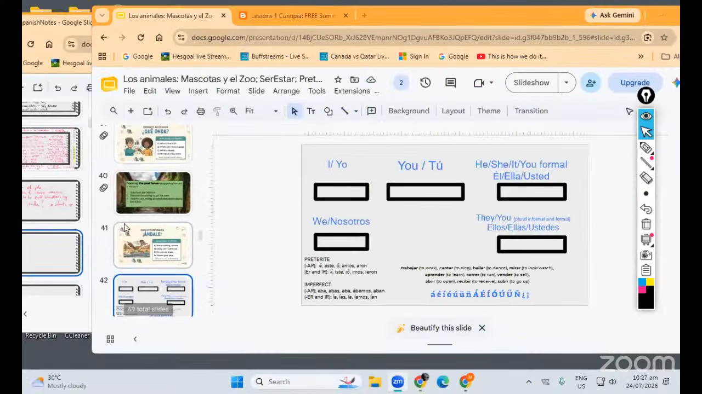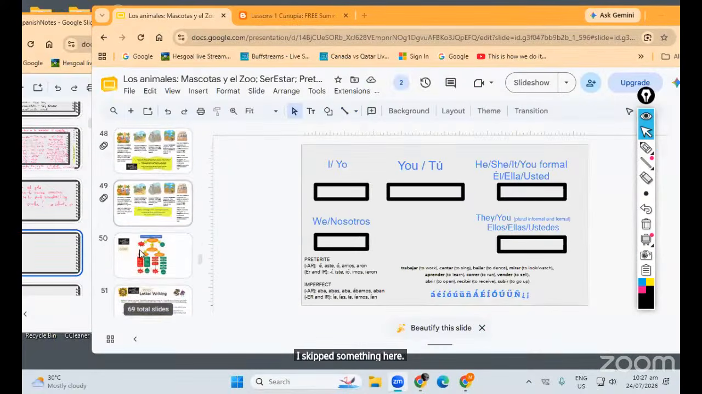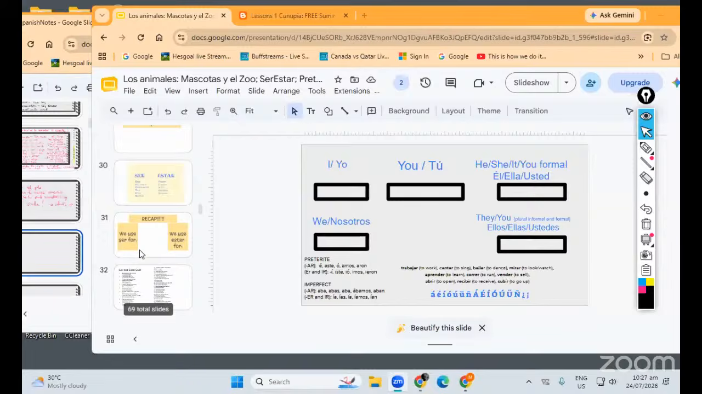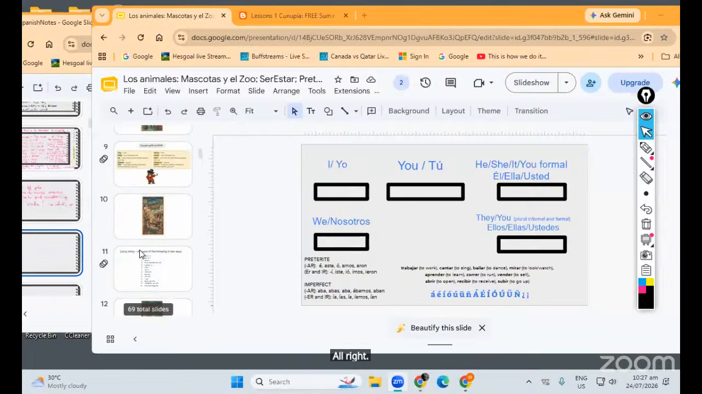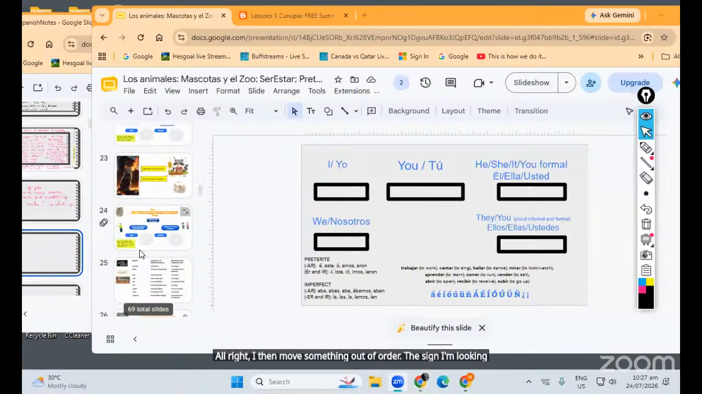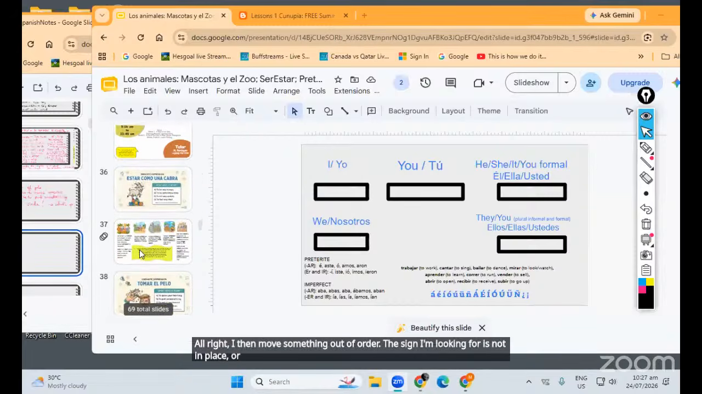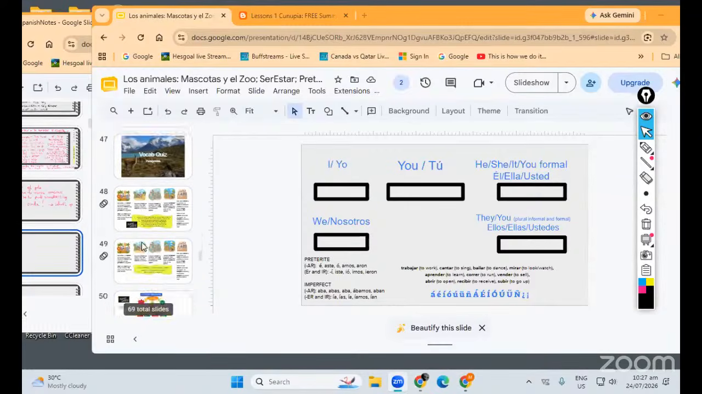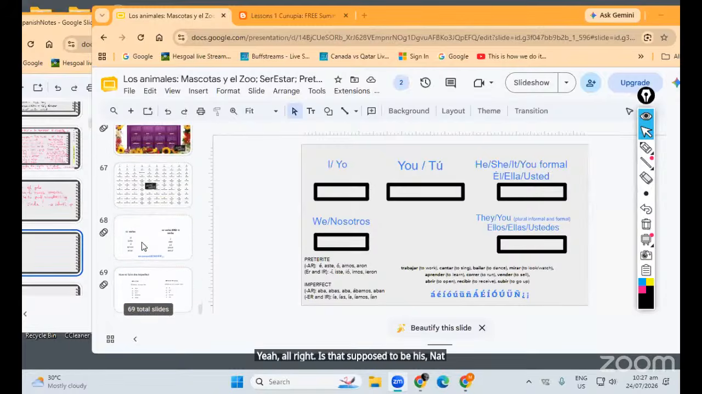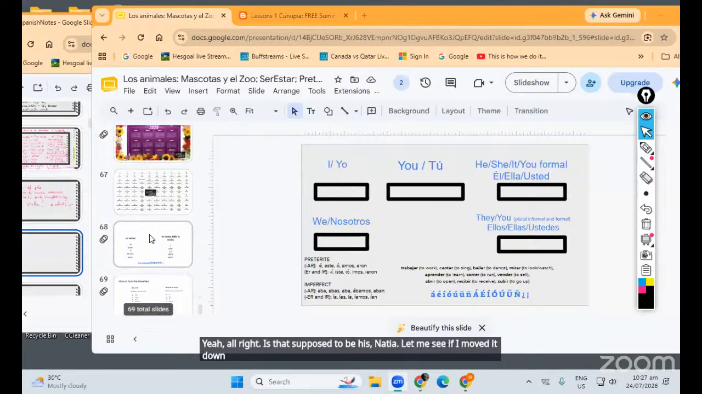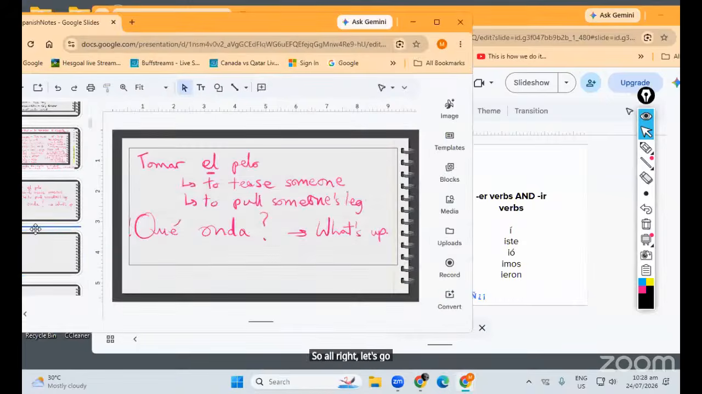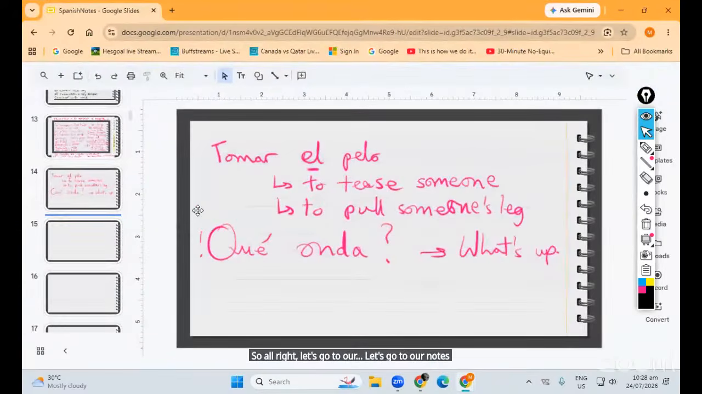Oh, I skipped something here. Huh. All right, I either moved something out of order, this line I'm looking for is not in place, or I accidentally deleted something. Yeah, all right, the slide that's supposed to be here is not here. Let me see if I moved it down. Ooh, all right. I think I accidentally deleted it. So, all right, let's go to our notes, right? And sorry, I don't have the cool graphic.